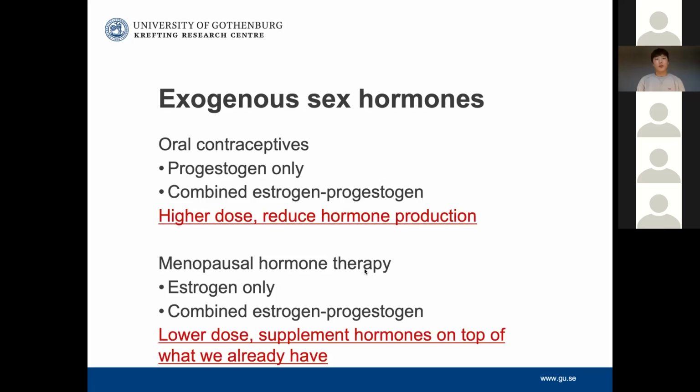And for exogenous sex hormones, there are mainly two types. One is oral contraceptives, and the other is menopausal hormone therapy. We can see they differ slightly from each other. The main difference is that oral contraceptives have a higher dose, so they are used to reduce or suppress hormone production. And menopausal hormone therapy is usually used to supplement the hormones in addition to what we already have, so it usually has a lower dose.